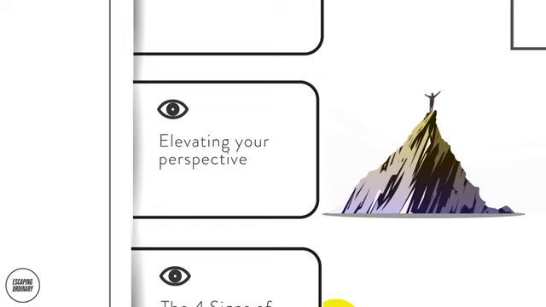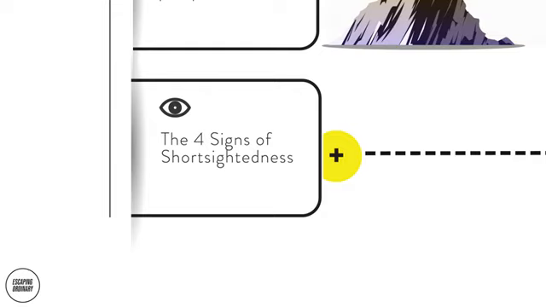You should also avoid prolonged contact with people who are narrow-sighted. These people are like the people standing at the base of the mountain without any long-term perspective and are in a perpetually reactive mode. There are 4 signs of short-sightedness that you need to be aware of and overcome.